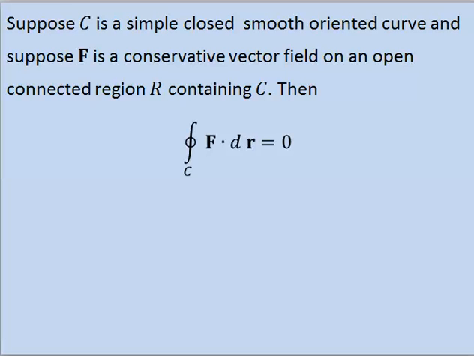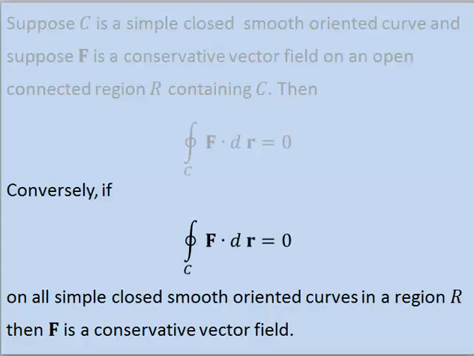So here we're going to do a little summary. Suppose C is a simple, closed, smooth oriented curve, and suppose F is a conservative vector field on an open connected region containing C. Then the line integral over the closed curve is equal to 0. Conversely, if the line integrals over closed curves are 0, then F is conservative.